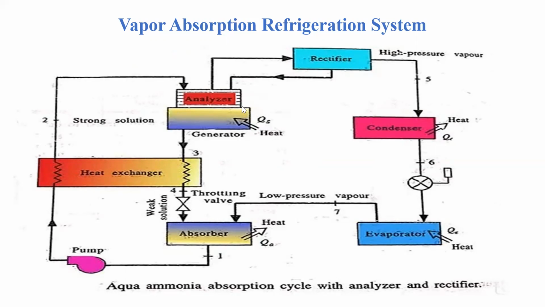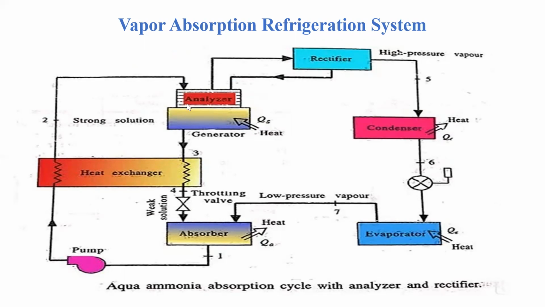Already in the generator, we are supplying heat, but we can add the heat using the waste heat, right? The waste heat available from other circuit can be connected to this generator. That reutilization of energy happens in this generator. So these types of vapor absorption systems are used to reutilize the energy available in the flue gas or solar energy, right? So here we require heat.